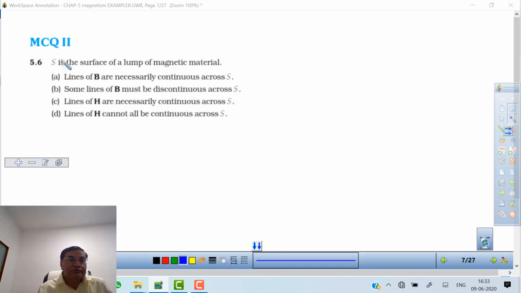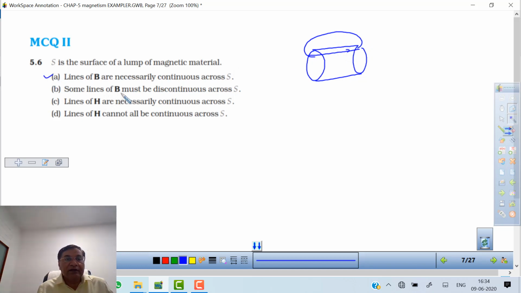So now onward, more than one option is correct. S is the surface of a lump of magnetic material. Suppose this is our magnetic material. The lines of B are necessarily continuous across S. So whatever the number of lines inside the material, it should be completed. Okay, so B must be continuous, that is the thing. Some lines of B must be discontinuous, so that is wrong.